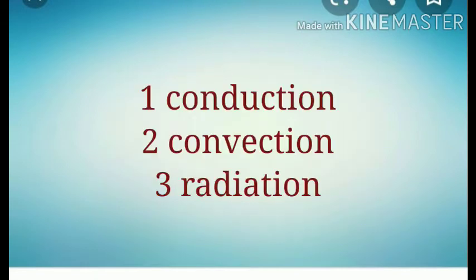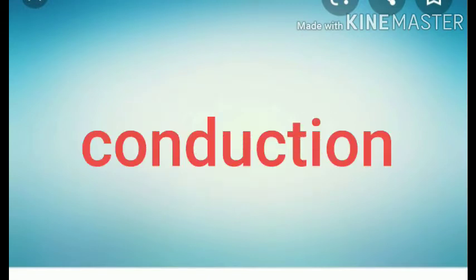The main ways by which transfer of heat occurs are conduction, convection and radiation. These are the ways through which transfer of heat is taking place. Which are the ways? They are conduction, convection and radiation. Let's discuss one by one. And the first one is conduction.